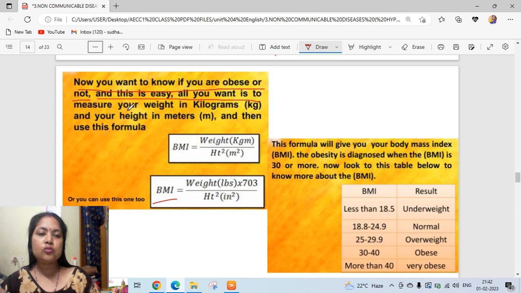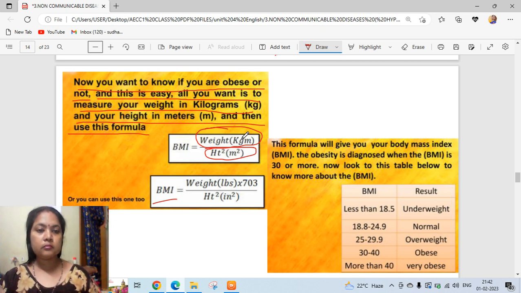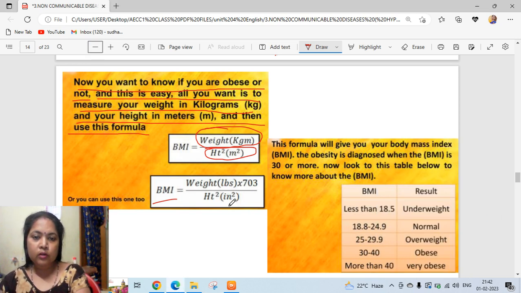All you need is to measure your weight in kilograms, that is kg, and your height in meters, and then use this formula: body mass index is equal to weight divided by height in meter square. Okay, weight is in kg. You can also convert it in inches. So weight times 703 divided by height square in inches.